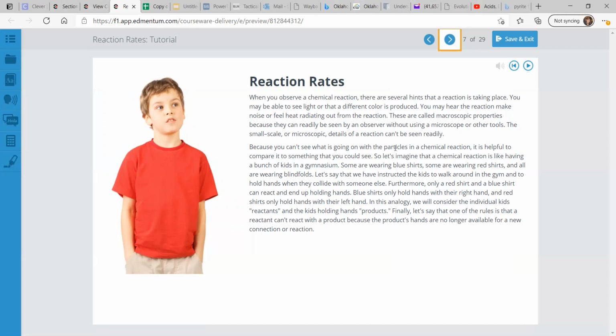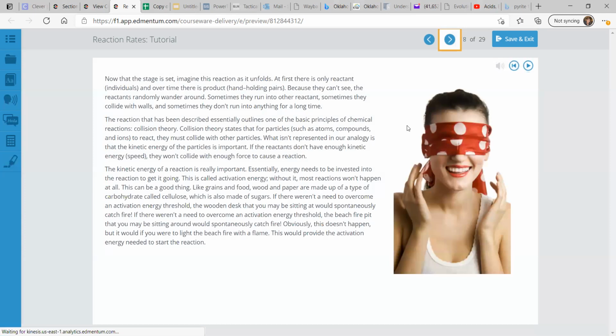Blue shirts only hold hands with their right hand. Red shirts only hold hands with their left. In this analogy, we will consider the individual kids reactants and the kids holding hands products. Finally, let's say that one of the rules is that a reactant can't react with a product because the product's hands are no longer available for a new connection or reaction.